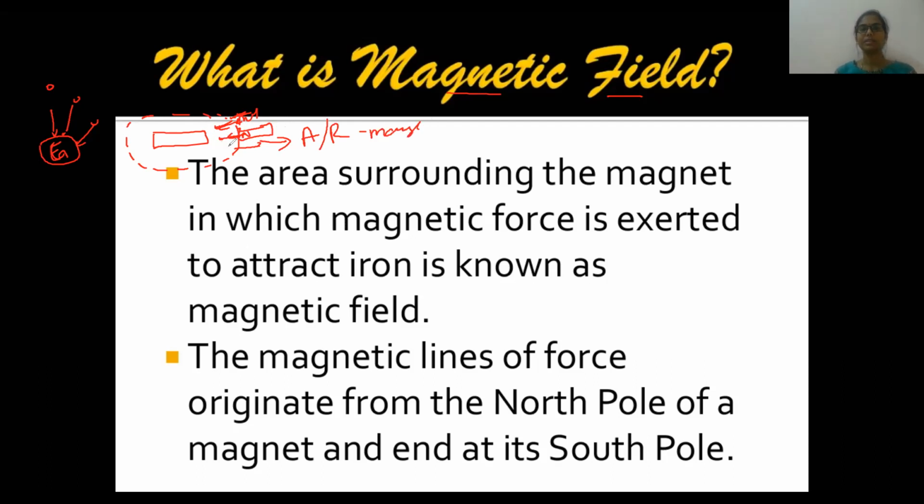So what does this field mean? The area surrounding the magnet in which the magnetic force is exerted to attract iron is known as the magnetic field. Suppose this is a magnet I have taken. This magnet exerts a field around it. If any other magnet or magnetic material is brought into this field, it will be attracted towards it. If it is out of the field, it won't be attracted. It has some range to attract. Suppose you can extend your hand up to some limit. Like that, a magnet also extends its field to some extent so that it can attract another magnet.